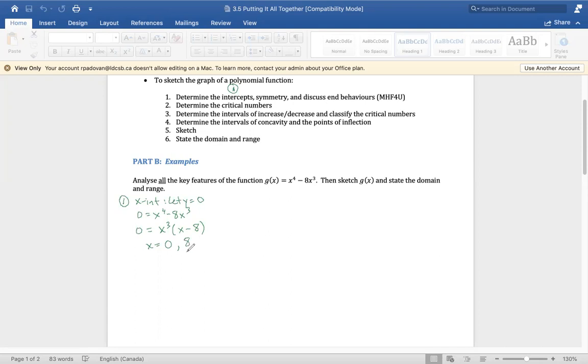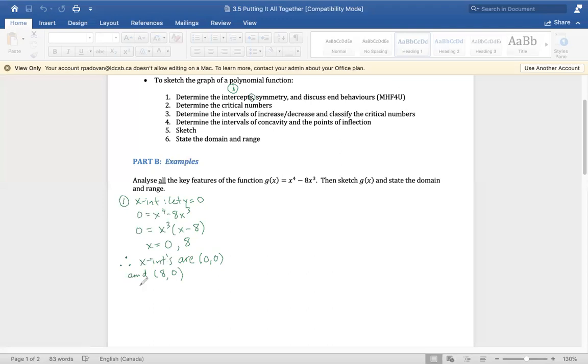So therefore, my x-intercepts are 0 and 8, but I can make those coordinate points, right? Because I already let y equal 0. If one of the x-intercepts is 0, the y value is 0. And if the other x-intercept is 8, then I know that y is 0. So there are 2 points I already have to put on my graph: (0, 0) and (8, 0).